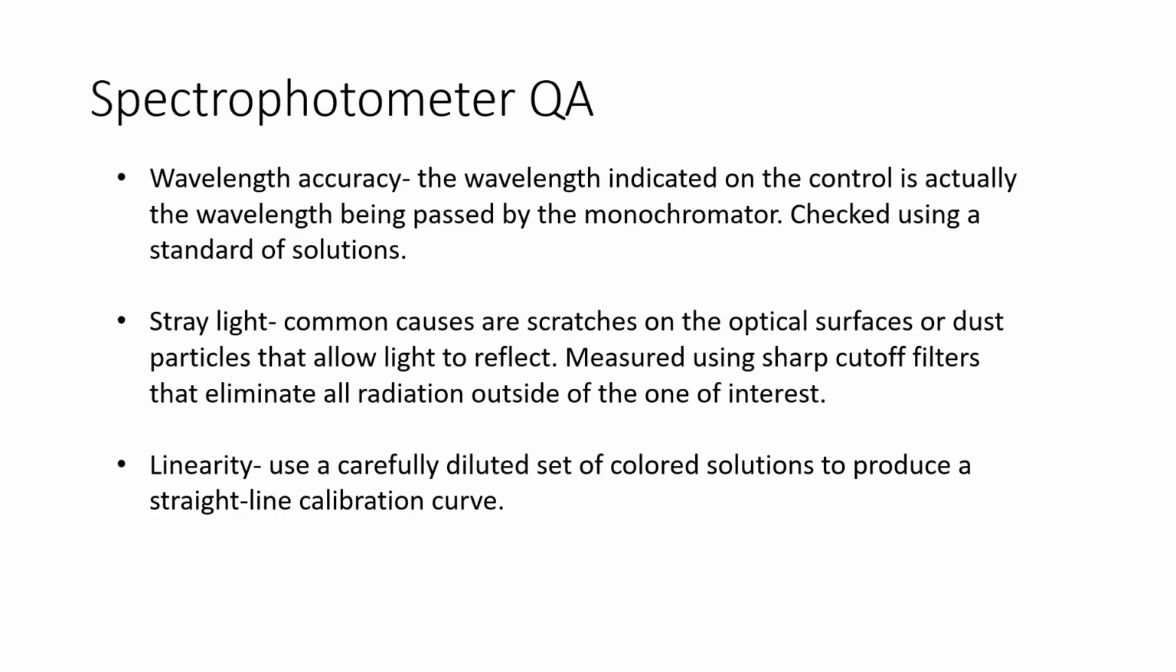Spectrophotometer quality assurance. So, wavelength accuracy. The wavelength indicated on the control is actually the wavelength being passed by the monochromator. This is checked using a standard of solutions.